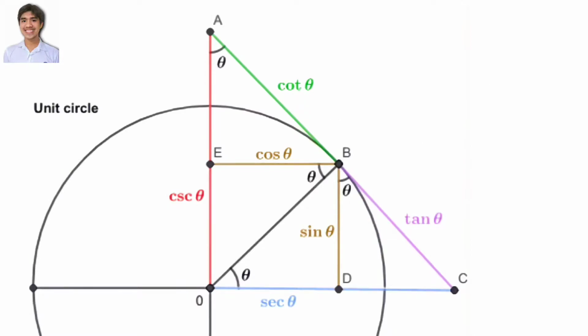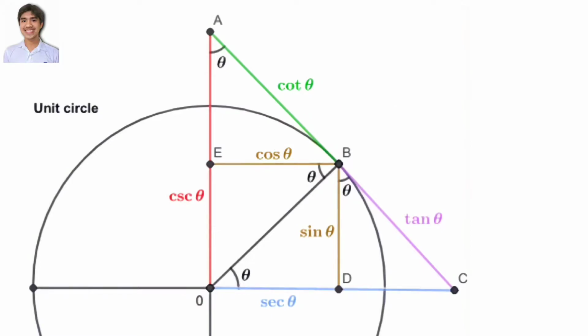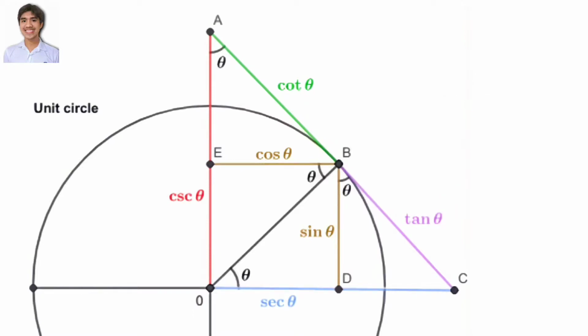Next, cosine function. In a triangle, it is the ratio of the adjacent side to that of the hypotenuse. Next is tangent. It is the ratio of the opposite side and the adjacent side of the angle in consideration in a right-angled triangle.